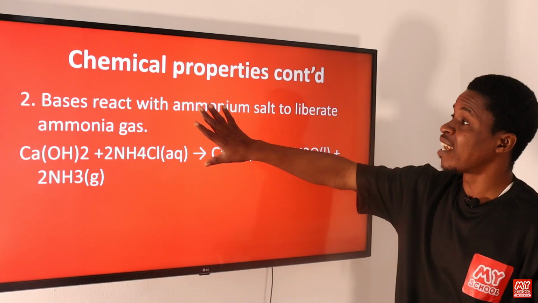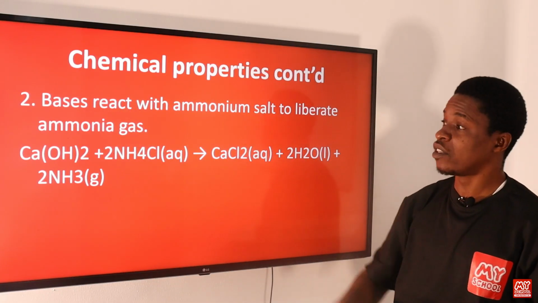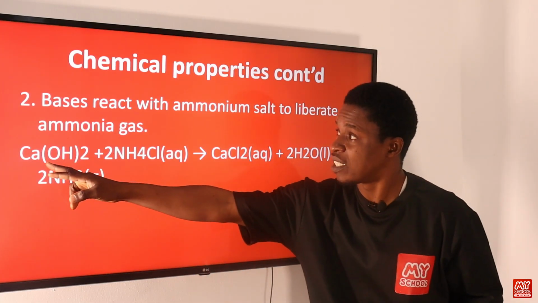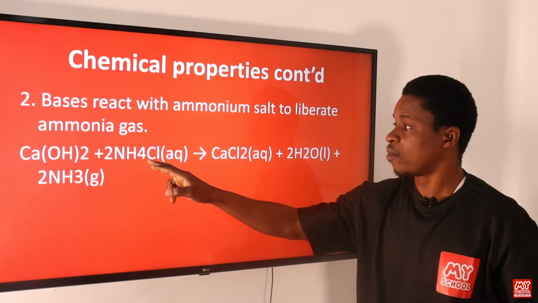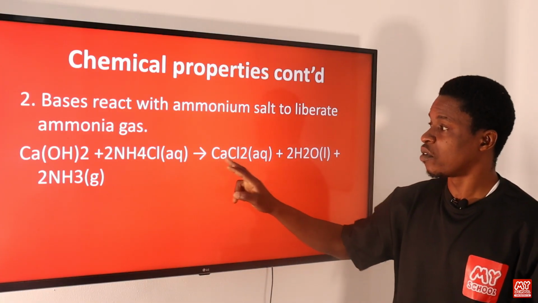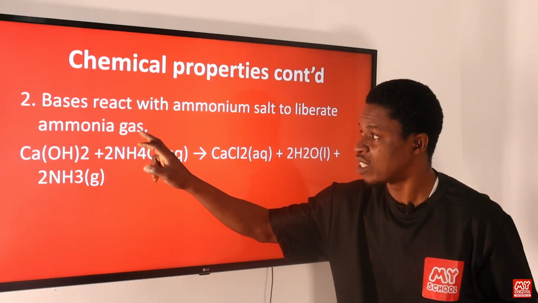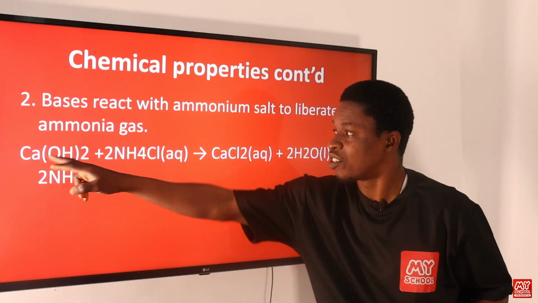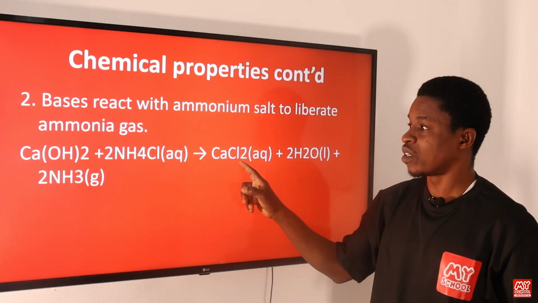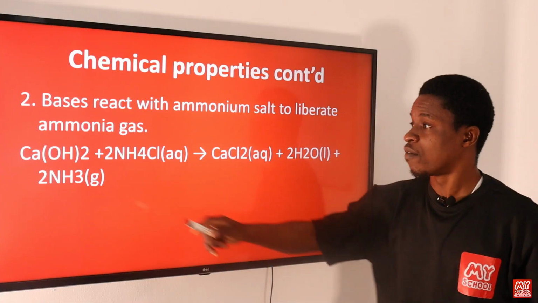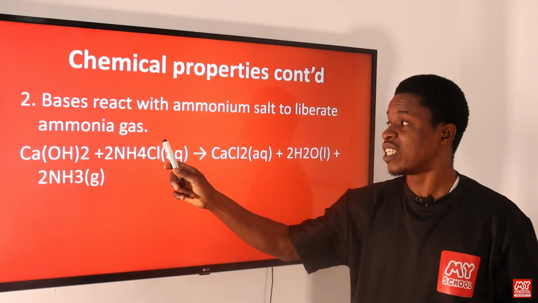In like manner, we have bases reacting with ammonium salt to liberate ammonia gas. So you have your base here, calcium hydroxide, Ca(OH)2, reacting with ammonium chloride to form calcium chloride. Of course, calcium comes in here to displace the ammonium, NH4+, and then calcium comes in here to form CaCl2, because the valency of calcium is +2, while for chlorine it is -1.